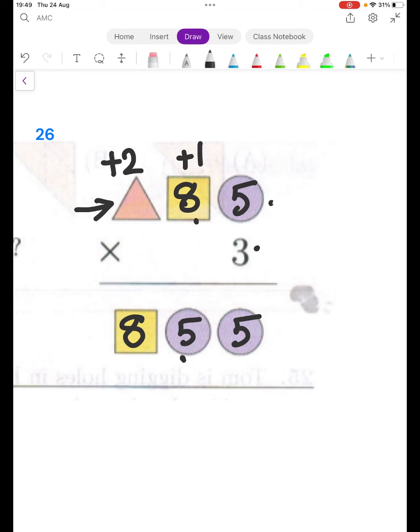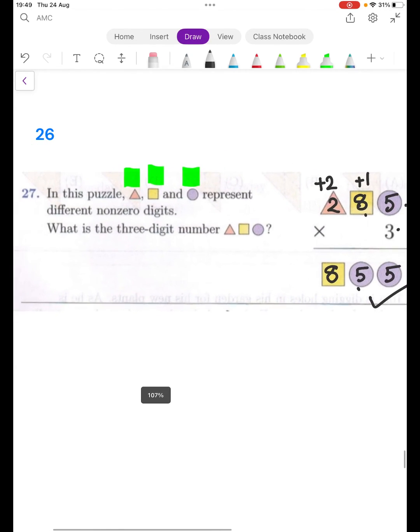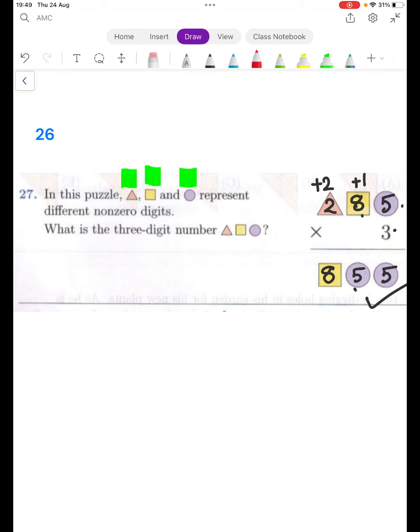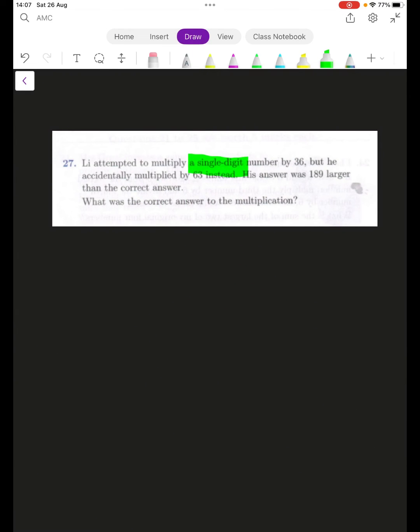Now it's easy peasy. What digit should appear here? So 3 times something plus 2 is 8. Of course, that does not require a lot of calculation. It should be 2. 3 times 2 is 6, plus 2 is 8, and that gives our answer. So the question asked, what is the 3-digit number? Triangles, square, and circle. That is 2, 8, 5. That's the answer. All right, question number 27.